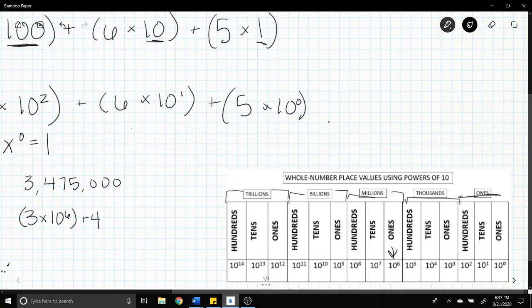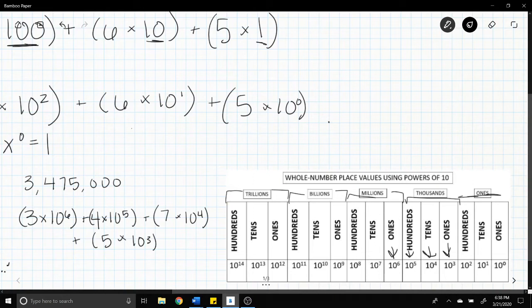Plus 4 is in our 100,000s spot. What's the power of 10 in 100,000s? 10 to the power of 5. And then our thousands spot. Ooh, I skipped one. Sorry. Our 10,000s. We've got a 7 there. 10 to the power of 4. Ran out of room, so I'm going to write it down here. And then 5 times 10 to the power of 3.